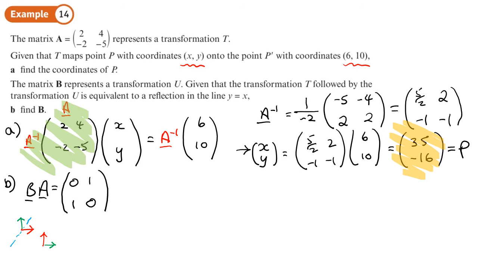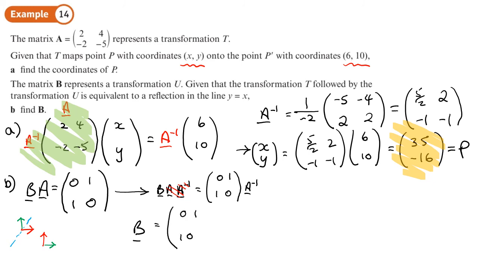Now, if I apply the inverse of A to the right of both sides, at the end there and to the right of this, what will happen is that A and A inverse will cancel out, leaving me with the matrix B. So to find matrix B, all I need to do is multiply the matrix 0, 1, 1, 0 with the inverse of A, which I've already worked out, 5 over 2, 2, negative 1, negative 1. We'll multiply those out and see what we get.